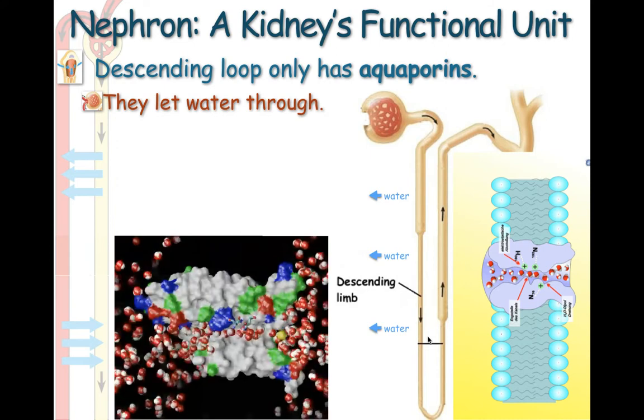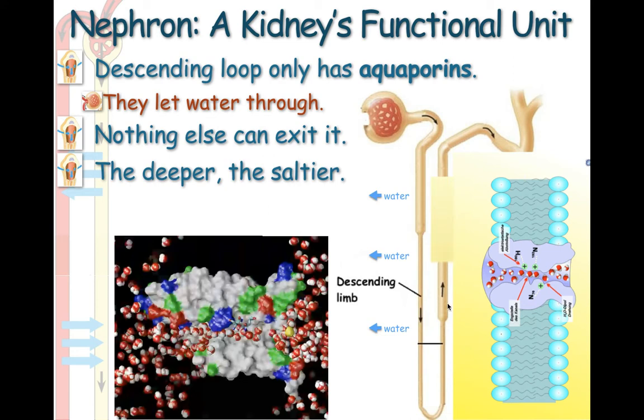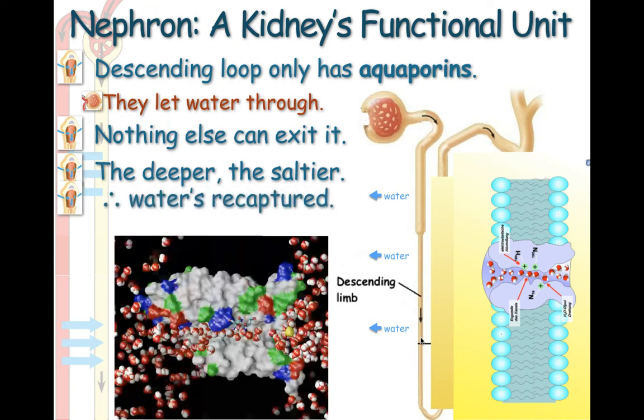So aquaporins line the descending portion of the loop of Henle. They let water through. Nothing else exits the filtrate here. And what this means is that the deeper we go down the descending limb, the saltier the filtrate gets because water is being removed from the filtrate and reabsorbed by the body. So, what's the role of the descending limb of the loop of Henle? It's to recapture water. Now, at the bottom of the loop of Henle, we have this extraordinarily salty filtrate. Let's see what happens as it moves up the ascending limb.